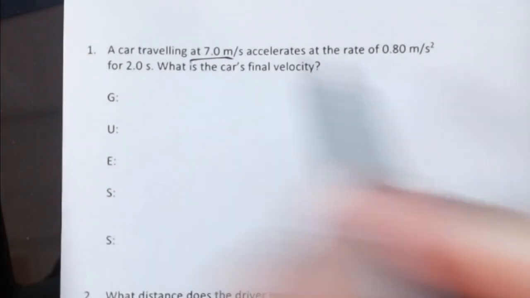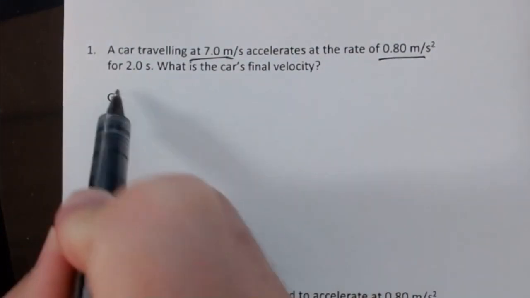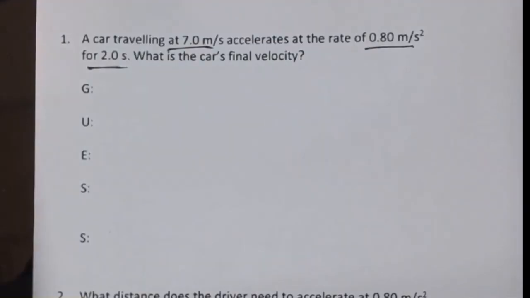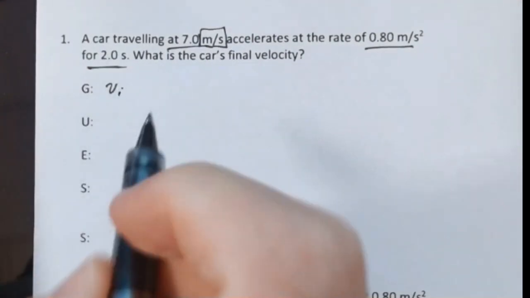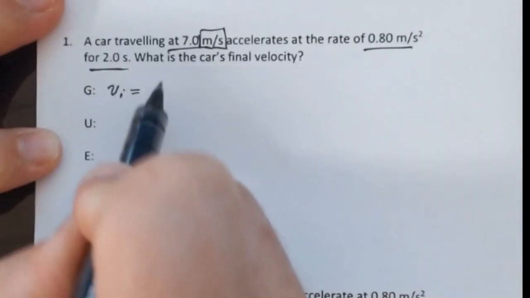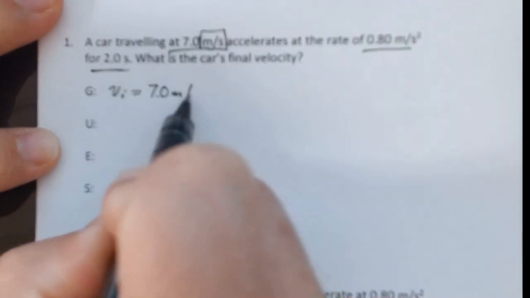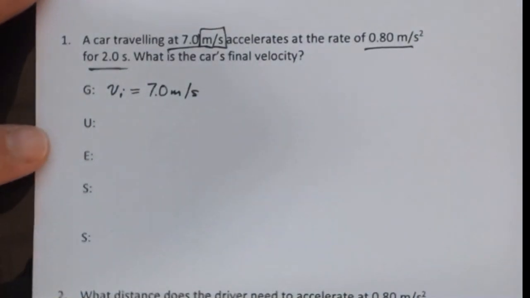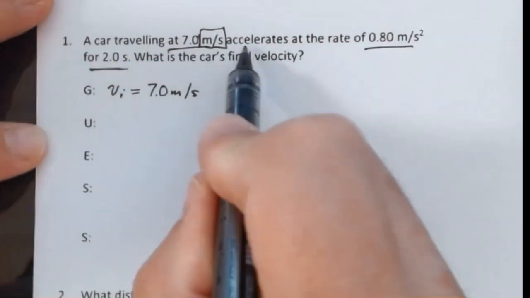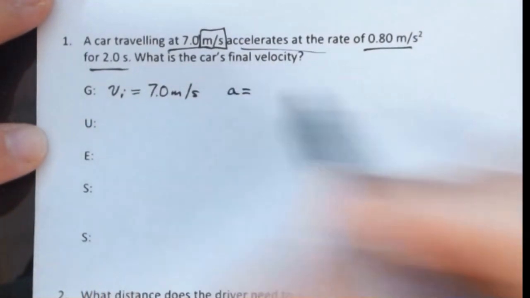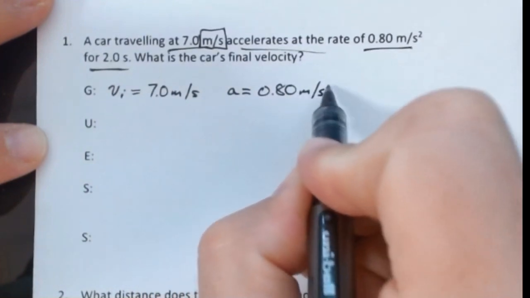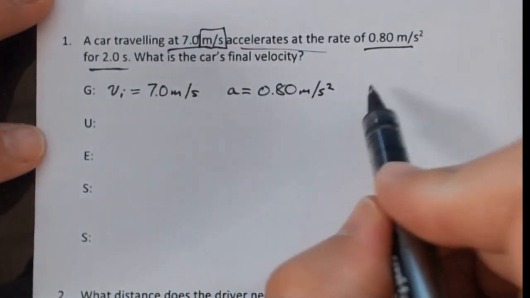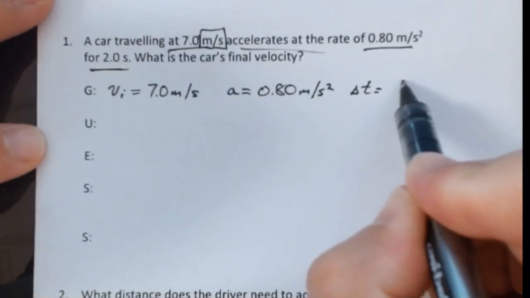So we've got 7 meters per second there, and 0.8 meters per second squared, and 2 seconds. So the meters per second right here indicates that we're talking about a velocity. So it's traveling already at 7 meters per second. So that's the initial speed that it's traveling. It also tells us a rate of 0.8 meters per second squared, and that's an acceleration. So anytime you see meters per second squared, you can look at the acceleration. And finally, we have 2 seconds, so that's going to be our time, delta t.